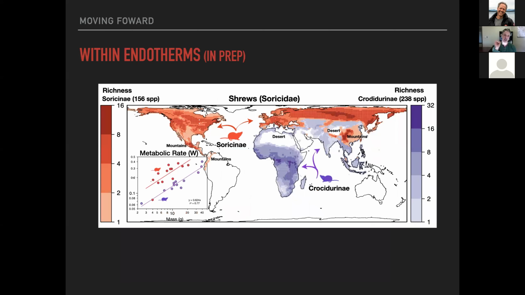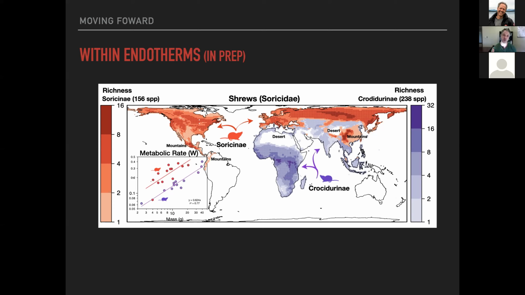And it's not just across groups, but it's also within. So one of the biggest mammal families are shrews. Shrews are a little bit like seals and penguins in that they're eating cold-blooded prey. They're eating worms and insects.